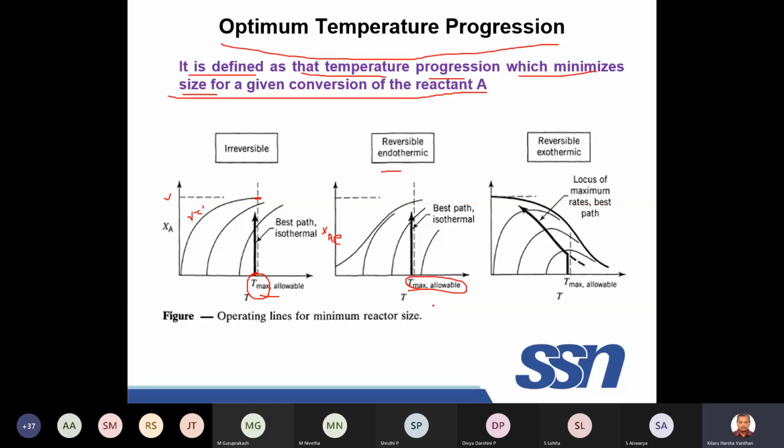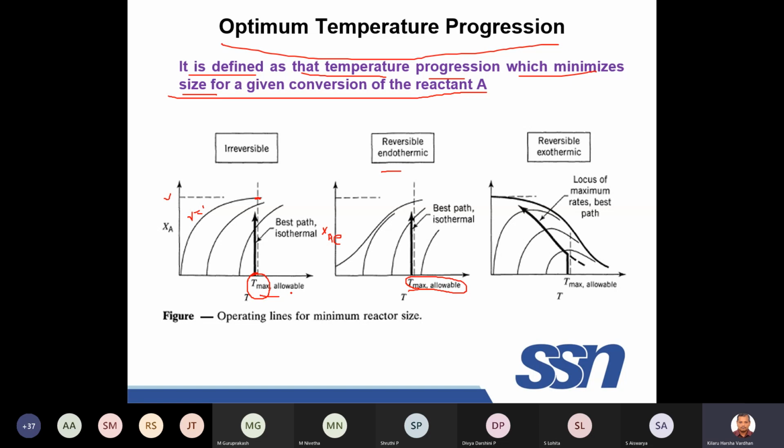The material of construction, that is what we call MOC, the material of construction of the reactor, plays a very important role in what temperature you are going to fix. If the material can withstand 500 degrees centigrade, then it is better to go about that particular thing. If the material is withstanding only 250 degrees centigrade, and you are trying to run the reactor at 300 degrees centigrade, then it's no point. It will blast. That is why we call it maximum allowable.